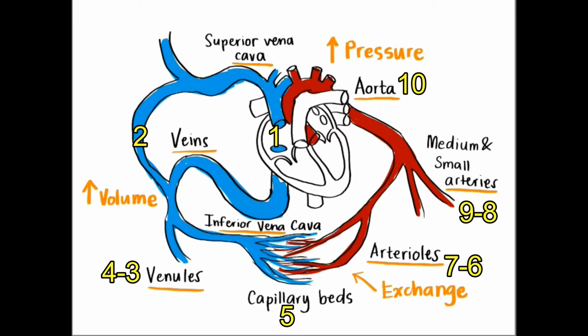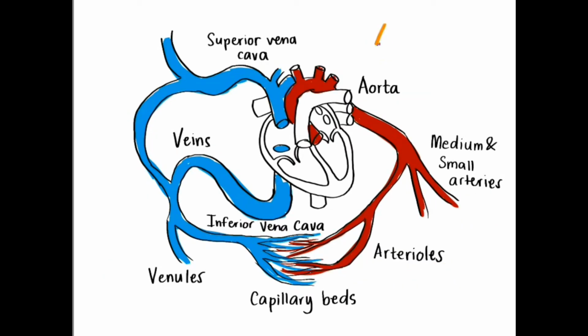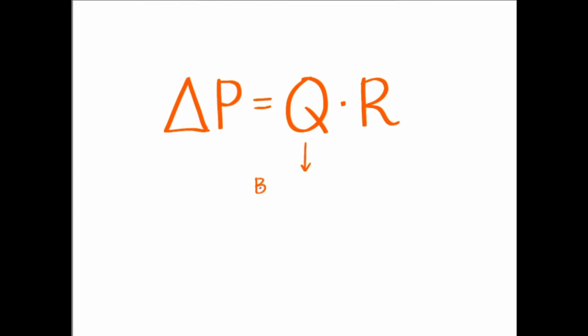There is a general equation that explains the relationship between blood pressure, blood flow, and resistance. Delta P is equal to Q times R, where delta P is the change in pressure, Q is the blood flow, and R is the resistance. Blood flow is defined as stroke volume times heart rate.